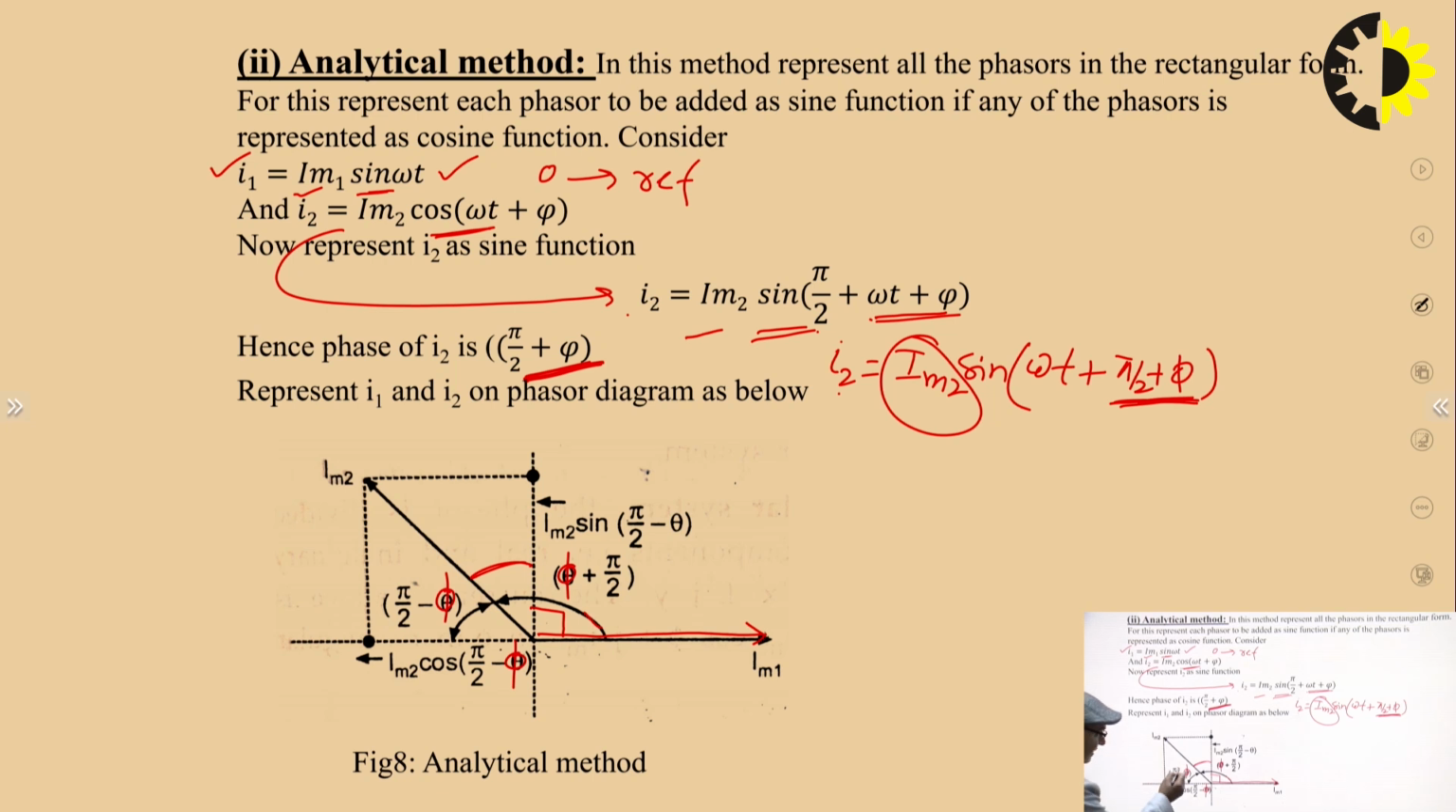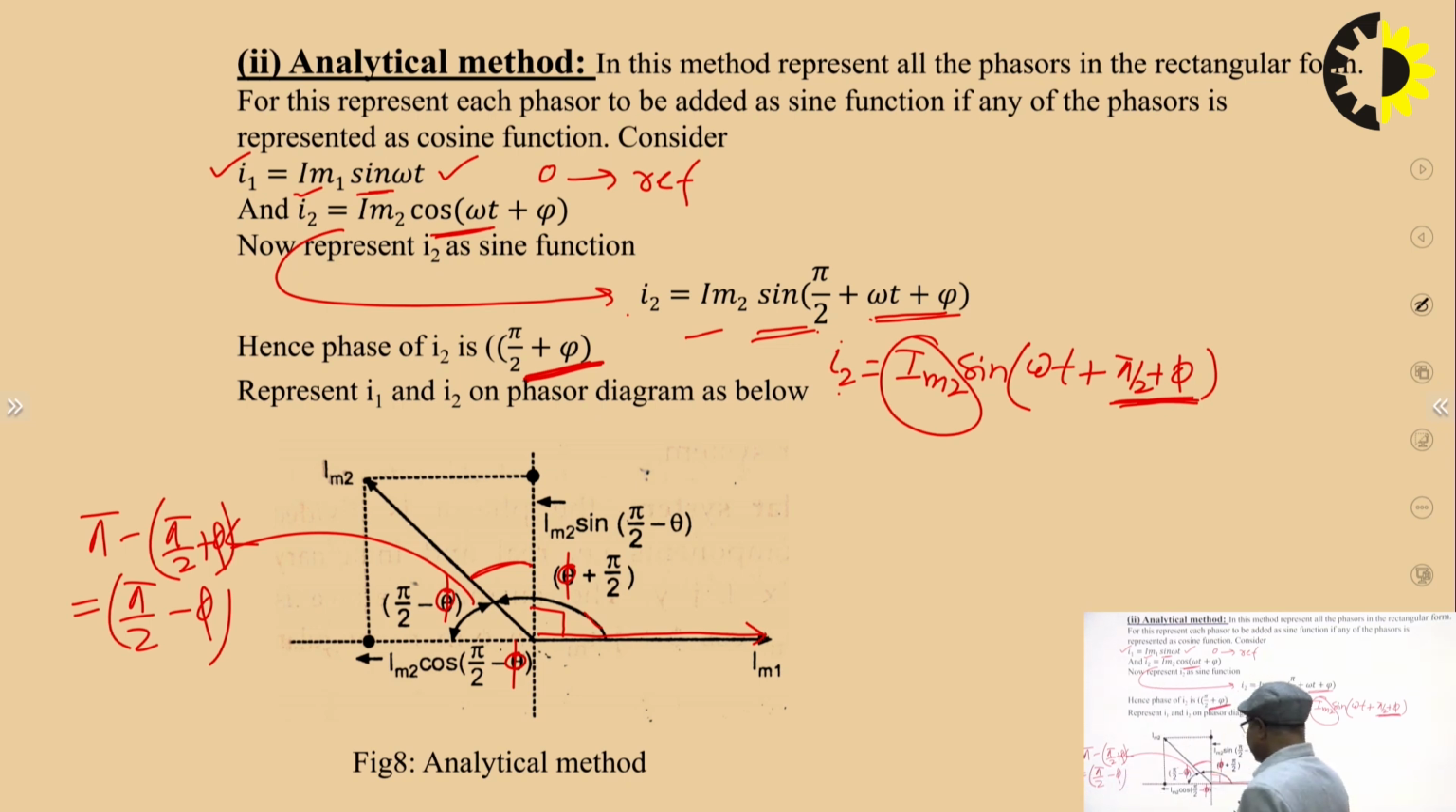So we can very easily see that this angle will be pi minus pi by 2 plus phi. It means this will be pi by 2 minus phi. So that's why we have shown here this angle as pi by 2 minus phi, because this whole is pi, and minus this, it becomes pi by 2 minus phi. Now how to calculate the resultant?